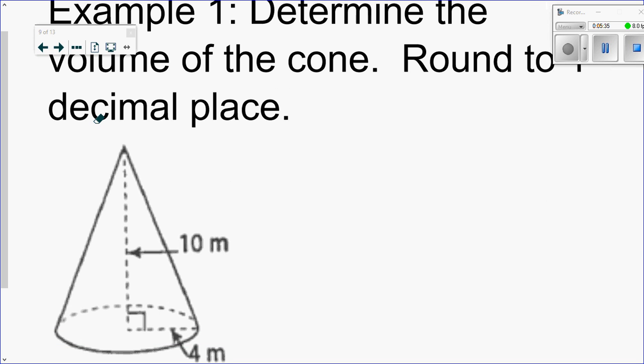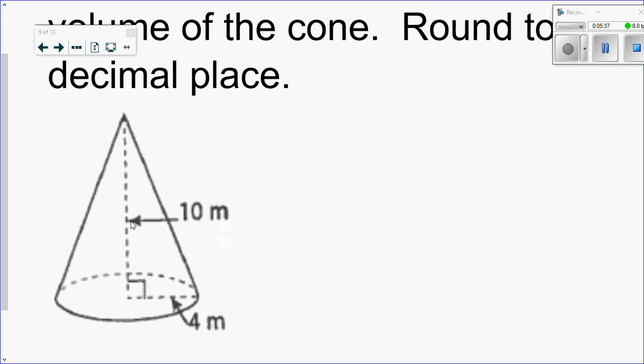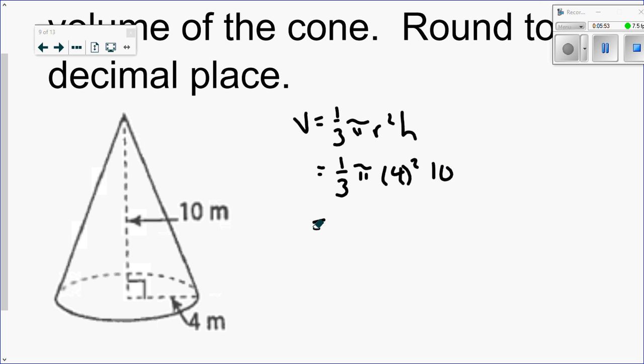So determine the volume of this here cone, round to 1 decimal. Okay, so volume equals 1/3 pi r squared h. Radius is 4. Nice of them to give it to us. Well, it's just a straightforward example. Well, huzzah. Meters cubed.